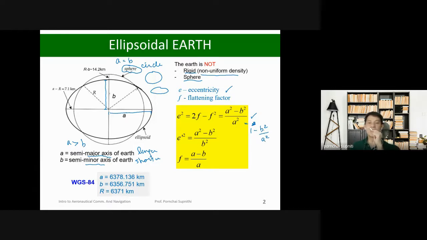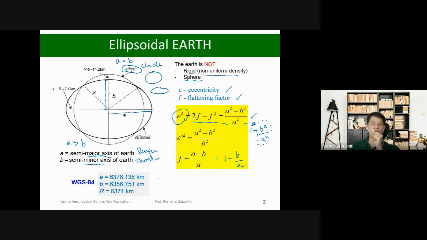Typically, because B is smaller than A, this term will be a decimal number less than 1, right? So eccentricity is like the difference between 1 and the ratio between B and A. There's another parameter that we sometimes use, but not so often. It's called the flattening factor. This is computed as A minus B over A, which is 1 minus B over A. So E and F are related by this formula, but we often use E more.